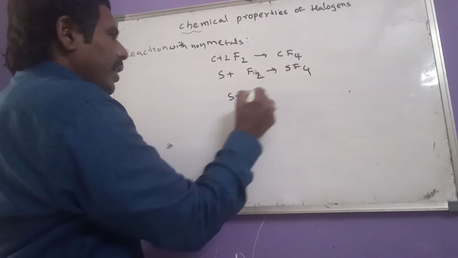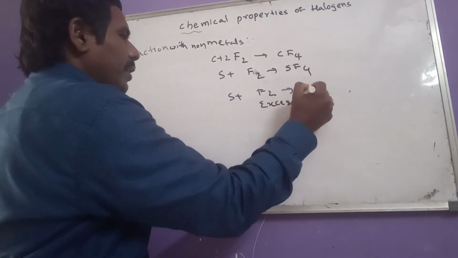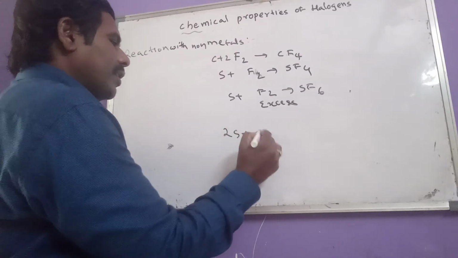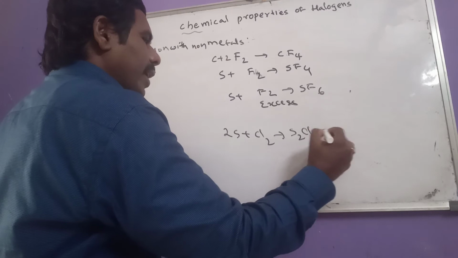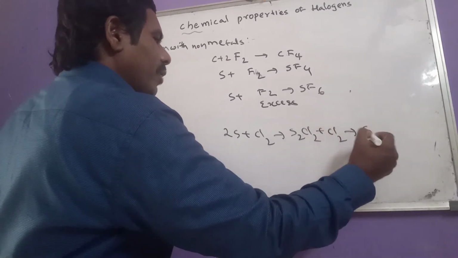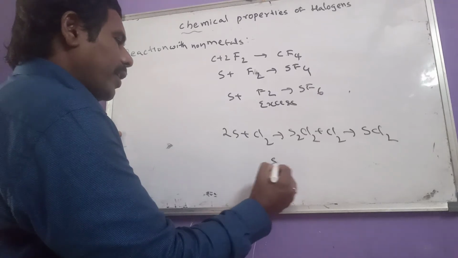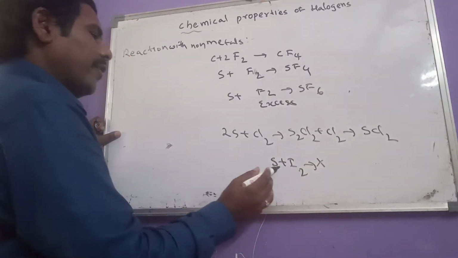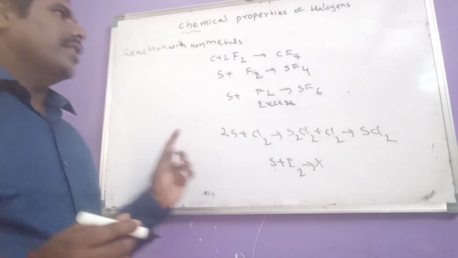If we use excess amount of fluorine, the product is SF6. Sulfur reacts with chlorine to give S2Cl2. Again, on reaction with chlorine we get SCl2. And one more important thing, there is no reaction of iodine with sulfur.